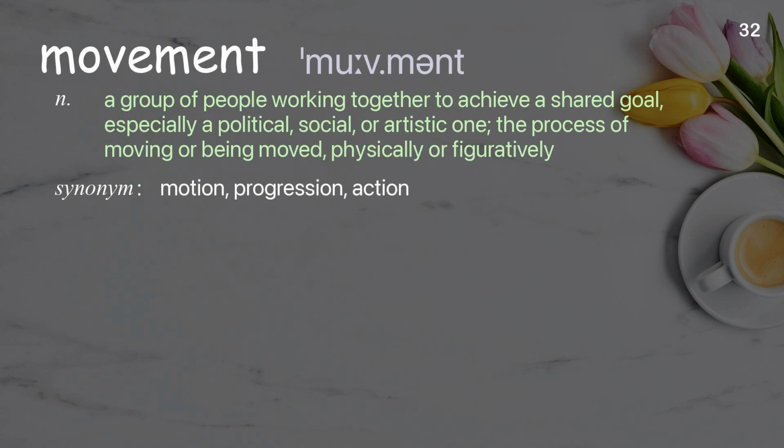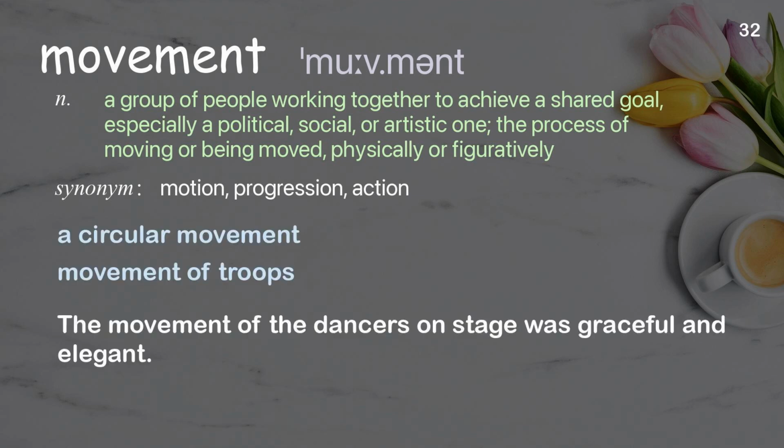Movement. A group of people working together to achieve a shared goal, especially a political, social, or artistic one, the process of moving or being moved, physically or figuratively. Examples: A circular movement. Movement of troops. The movement of the dancers on stage was graceful and elegant.